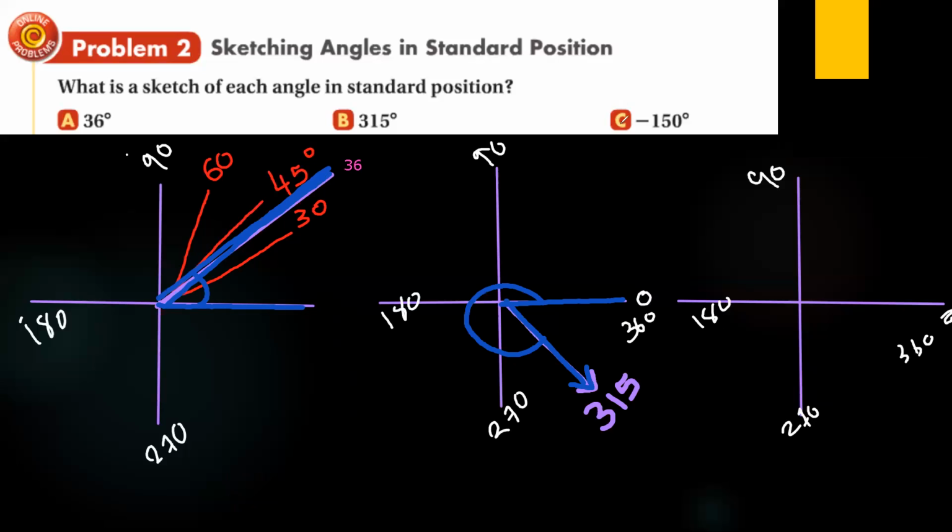Now, let's go to negative 150. Since the sign here is negative, I have to move clockwise. But since we are moving clockwise, we have to change the angles here.